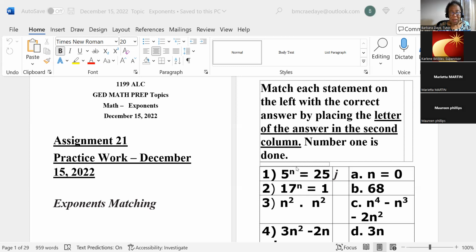Now, the power represents the number of times you multiply the base, right? The base is 5. The power is n. Now, 5 must be multiplied by what to give you 25? 5. But I ask you, what does n have to be? If you multiply by 5, n must be equal to what? What must the power be?